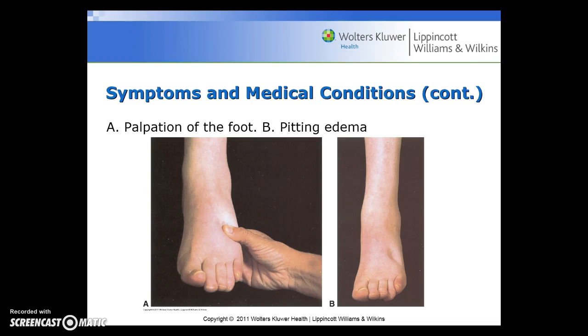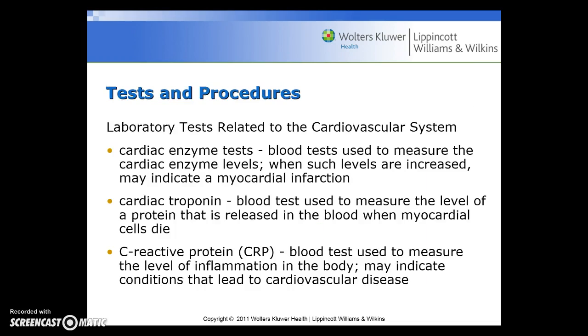So here's a palpation on the foot. In the picture on A, they're pressing on the foot, and you can see where they pressed there and the skin didn't flex back. That's what's called pitting edema.